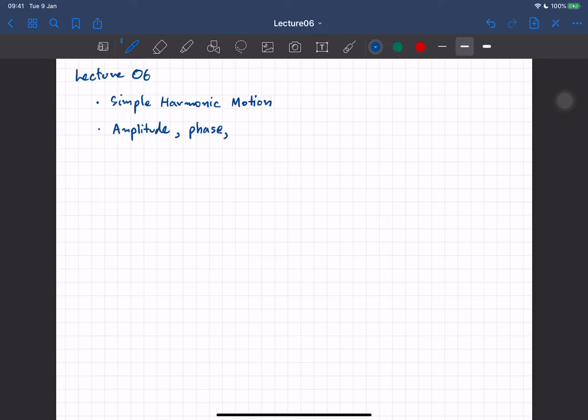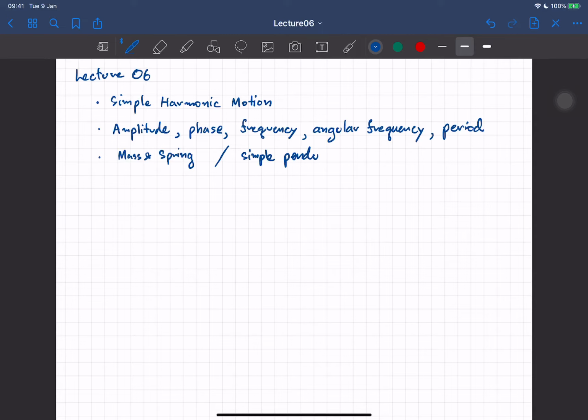phase, frequency, angular frequency, and period. Okay, so by the end of this lecture, you should know what these words mean. And then we're gonna talk about one system, but if we have enough time, we're gonna talk about the other one, which is the mass and spring system. That's one. And then the other one is the simple pendulum. Okay, so these two are very basic oscillating systems that we're gonna study here.